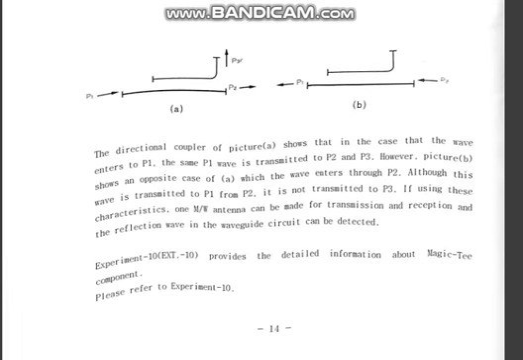So the directional coupler picture A shows that in the case that the wave enters P1, the P1 wave is transmitted to P2 and P3. However, picture B shows the opposite case of A, where the wave enters through P2, that means the output position. Although this wave is transmitted to P1 from P2, it is not transmitted to P3. P3 means the adjacent arm. Using these characteristics, one microwave antenna can be made, and transmission, reception and reflection in the waveguide circuit can be detected.